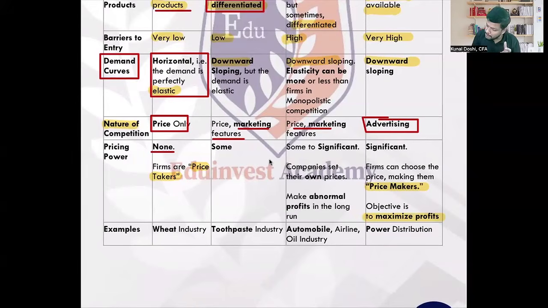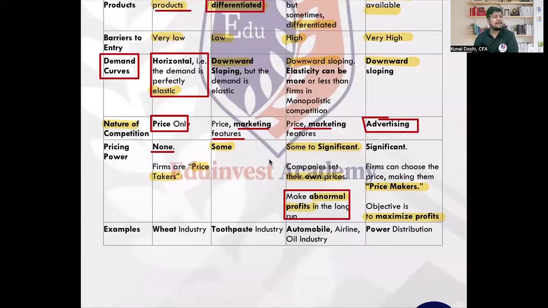When it comes to monopolistic competition, there is some pricing power, and in oligopoly, the pricing power can be significant, but it depends on whether the firms are able to join hands together. That is what makes a cartel, which we'll call collusion, right? Companies set their own prices and make abnormal profits in the long run. Now, you will notice this abnormal profit part is only present in oligopoly and monopoly. There is a possibility of making abnormal profits.